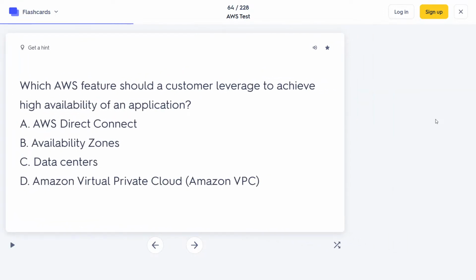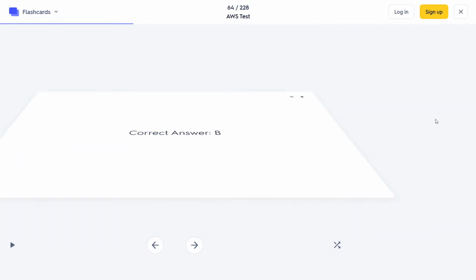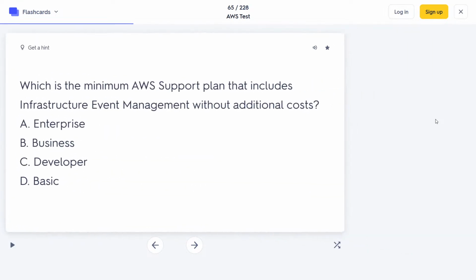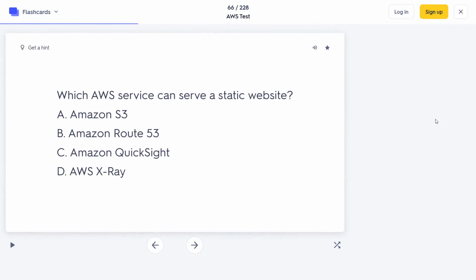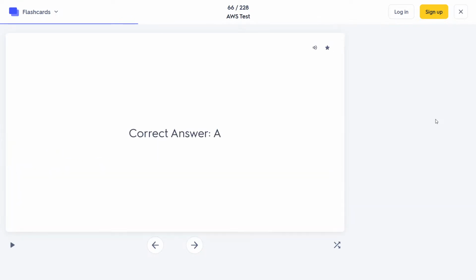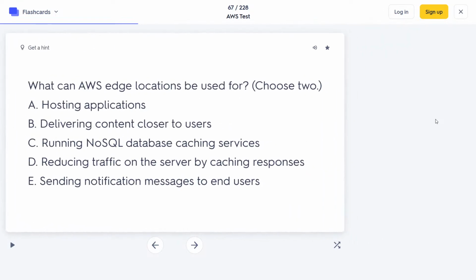Which AWS feature should a customer leverage to achieve high availability on an application? We can have a lot of availability zones, no questions asked. Which is the minimum AWS support plan that includes infrastructure event management without additional cost? I would like to go with Business. Nice. Which AWS service can... I would like to go with S3. Nice.